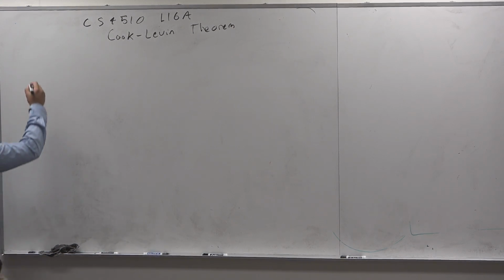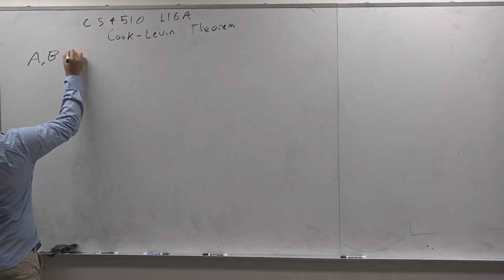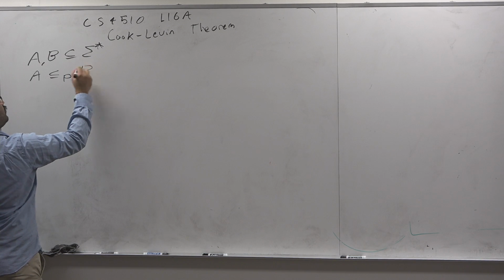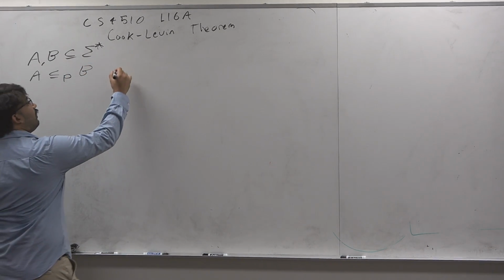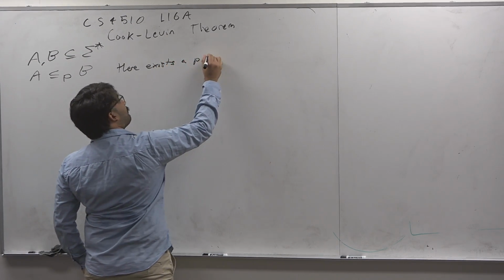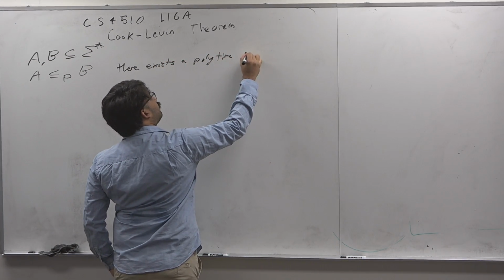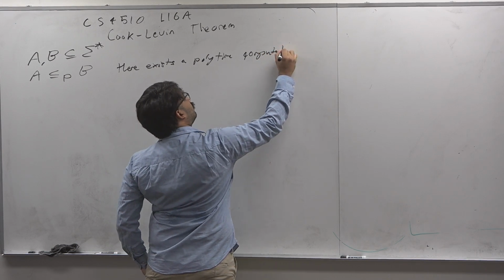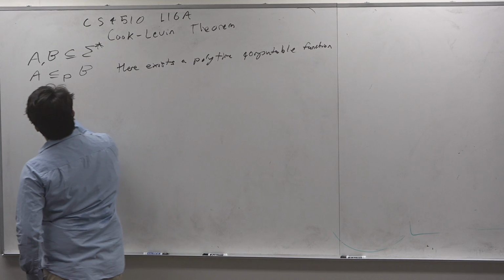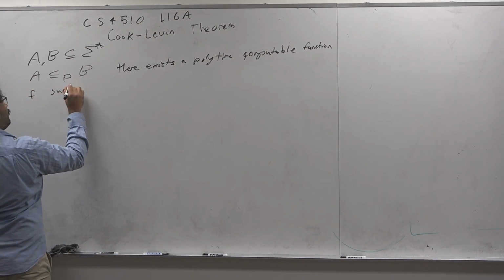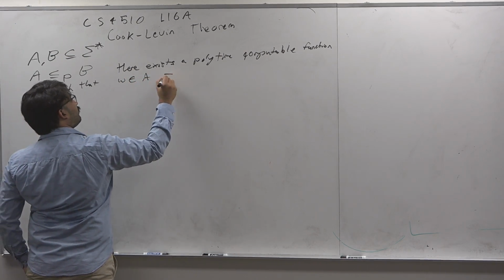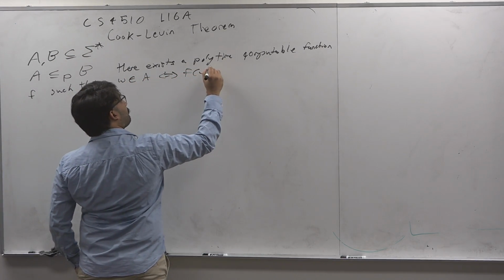3510. So just to give you a quick reminder, if A and B are any kinds of languages, we may say that A is polynomial time reducible to B, and we write this little symbol to mean there exists a polytime computable function f such that w is in A if and only if f of w is in B.